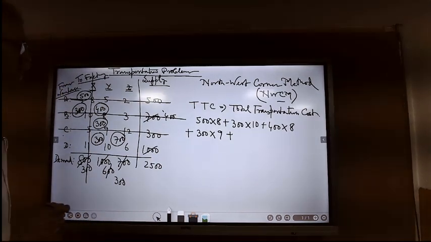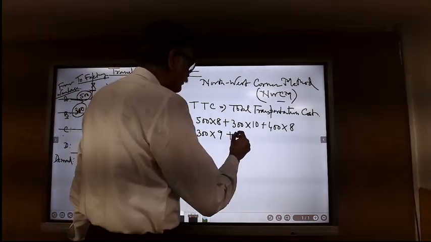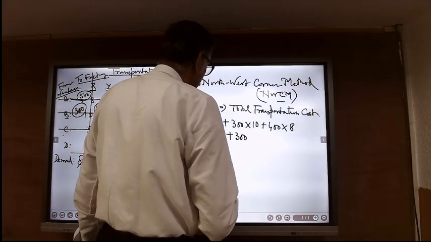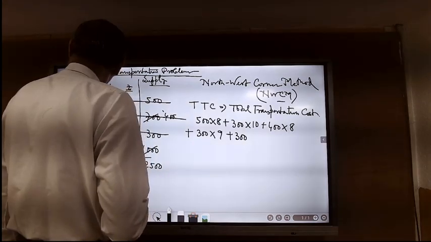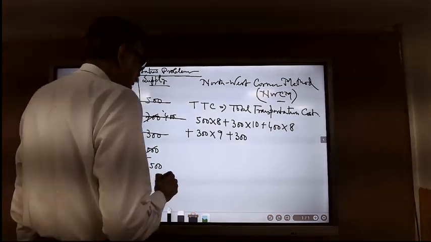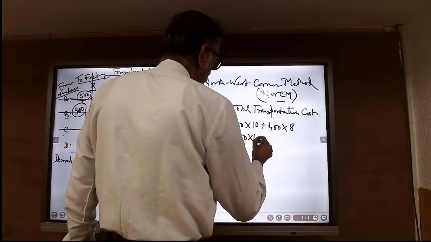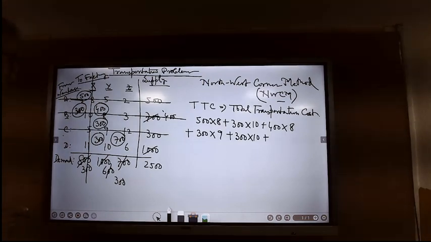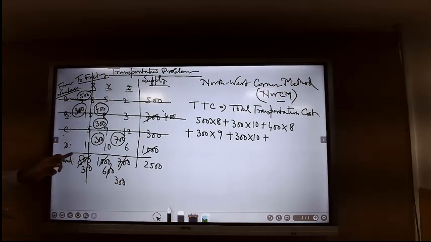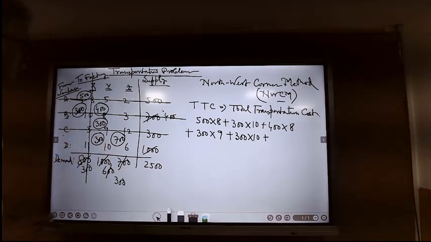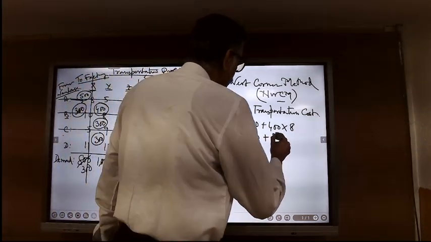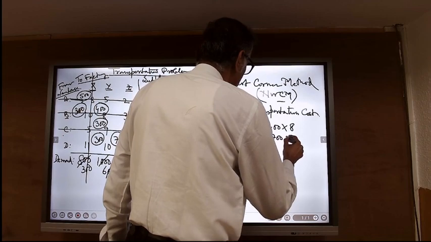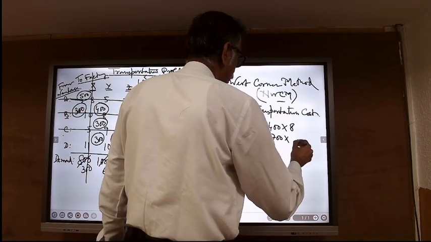D to Y, 300 units we are dispatching and 10 rupees per unit transport cost. And lastly D to Z, 700 units we are dispatching with the unit cost of 6.